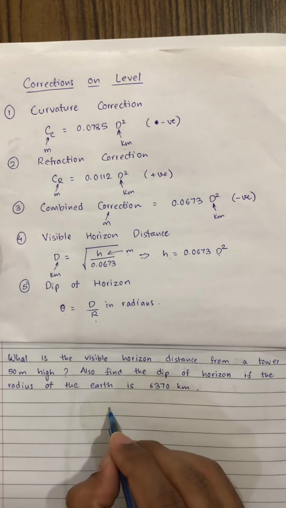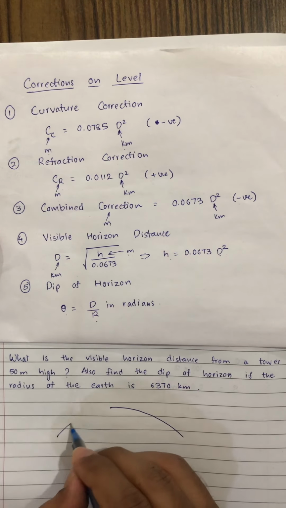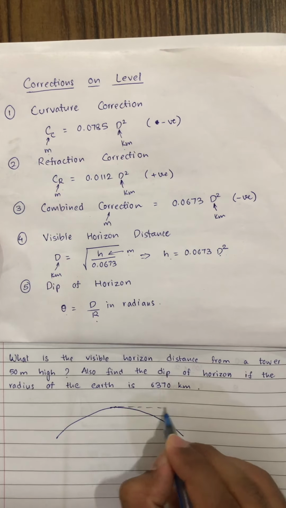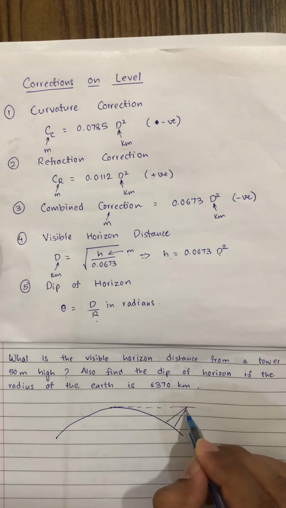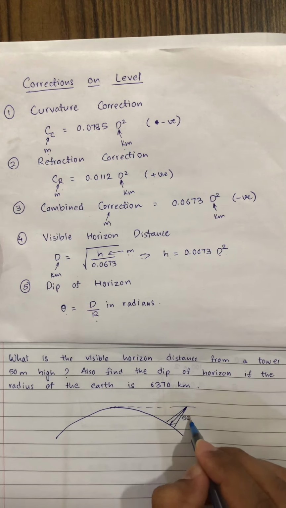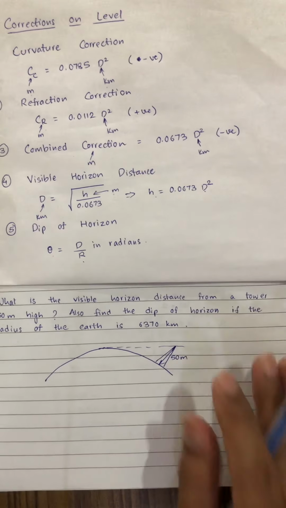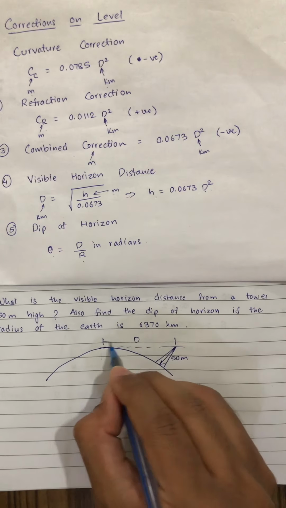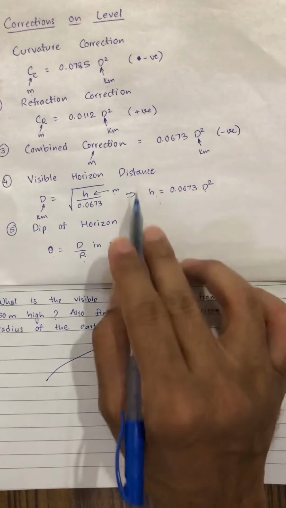Suppose for example this is the curvature of the earth, and from here there is a tower, and this height of the tower is given as 50 meters. So we need to find this distance d. This distance d can be found out from this formula.